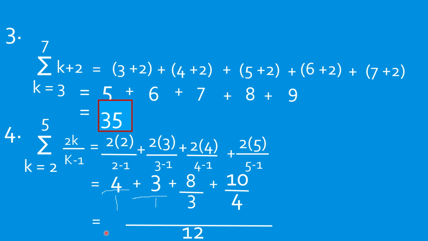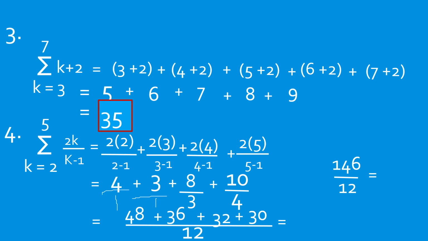So 12 divided by 1 is 12. 12 times 4, that is 48. So 48 plus. Next is 12 divided by 1, that is 12 times 3, that is 36. Next, 12 divided by 3, that is 4. 4 times 8, that is 32. So plus 32. And then 12 divided by 4, that's 3 times 10, that is 30. So plus 30. And then you're just going to add all the numerators. And that is equal to 146 over 12.